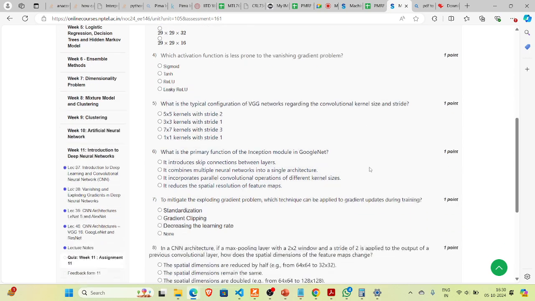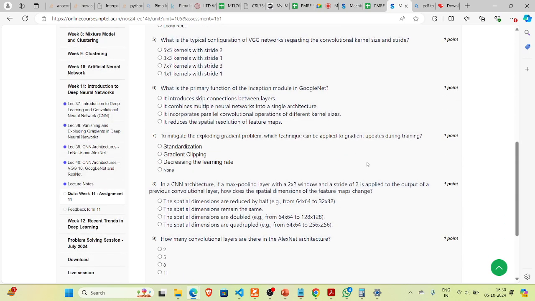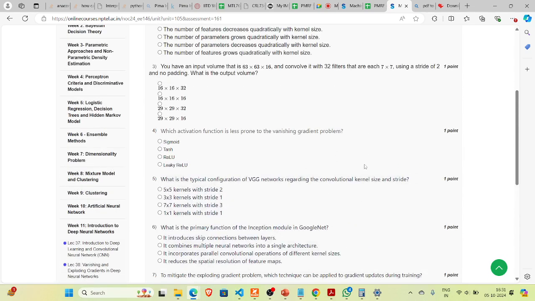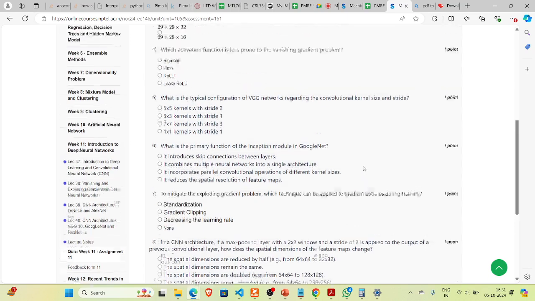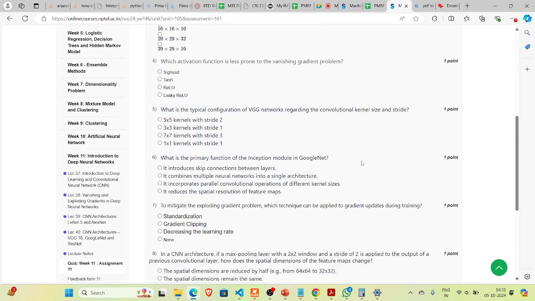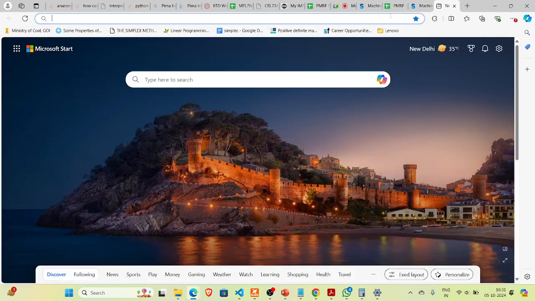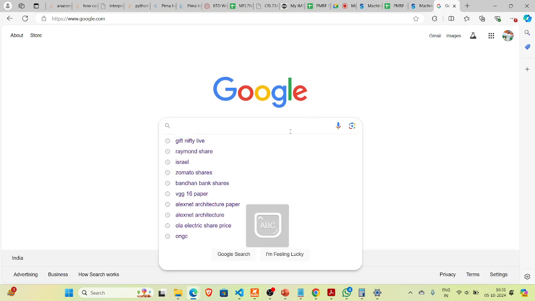So for the rest of this problem, what we need to do is to go over the papers that are corresponding to these networks, which have given the structure of the network. So first what you're going to do is look at VGGNet, because the next question is on VGGNet.